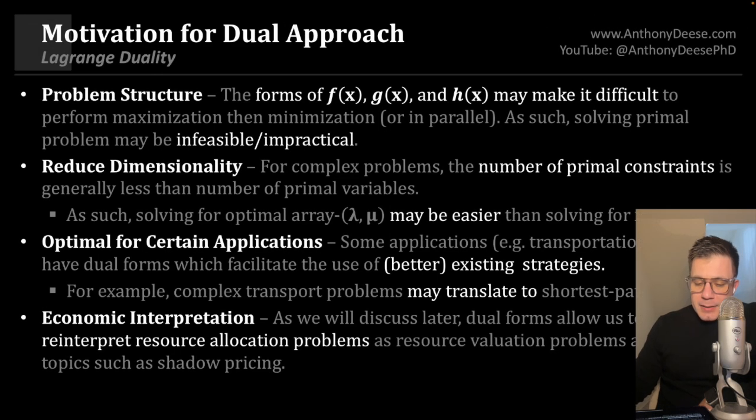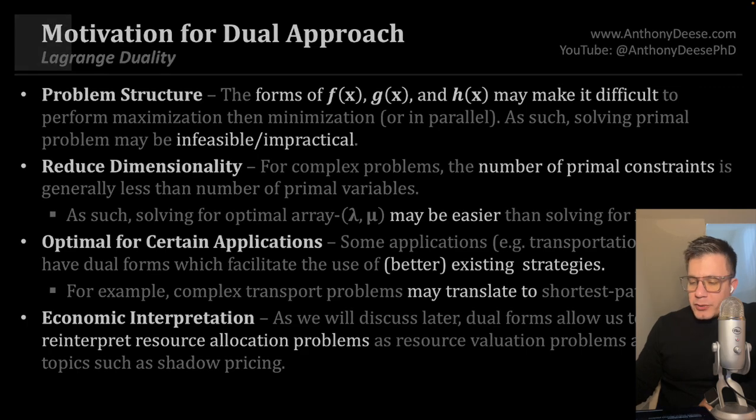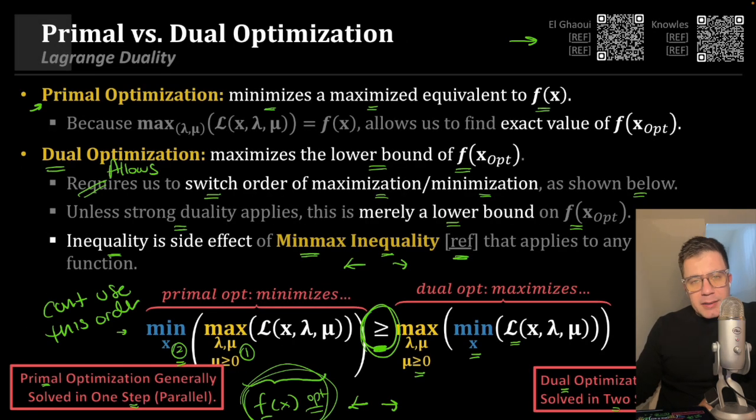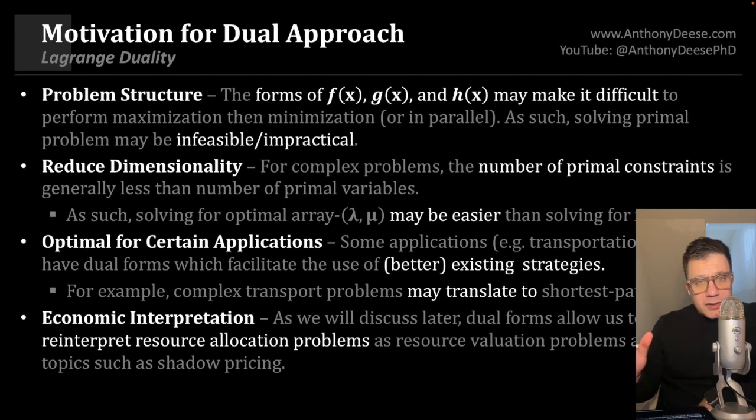All right. So motivation for the dual approach, because some of you may be asking, well, what's really the big deal here? We're just flipping the order in which we apply the minimization and maximization. Is there really any advantage to doing this? Now, there are some advantages, some motivations we can outline. One has to do with the problem structure.